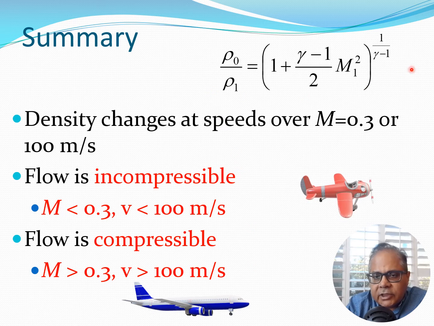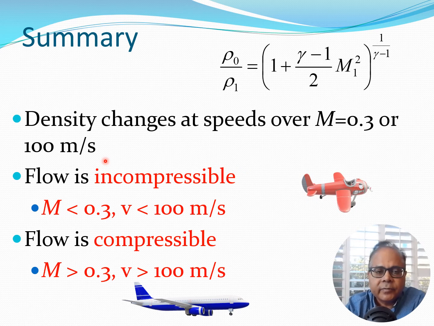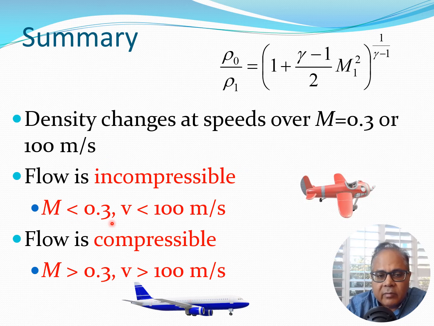So we see that this equation, which was based on isentropic flow, has helped us get the point where the flow changes from incompressible to compressible. So we see that density changes at speeds over M equal to 0.3 or 100 meters per second. So that is the point of separation. And so we can say that flow is incompressible when Mach number is less than 0.3 or velocity of the airplane is less than 100 meters per second.